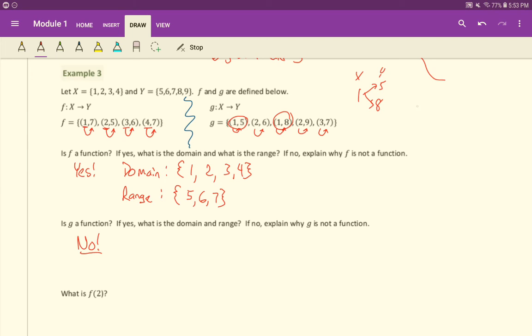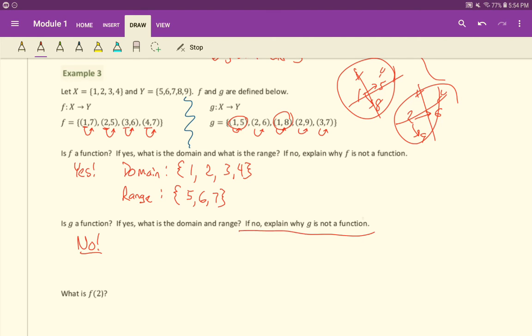Likewise, we also have a 2 that pairs with a 6 and a 9. And again, that's one x value paired with two different y values. So while these things are a relation, right, these things are related, it's not the special kind of relation that's known as a function, because the x values should only be paired with one y value. And we have these right here that are not good.